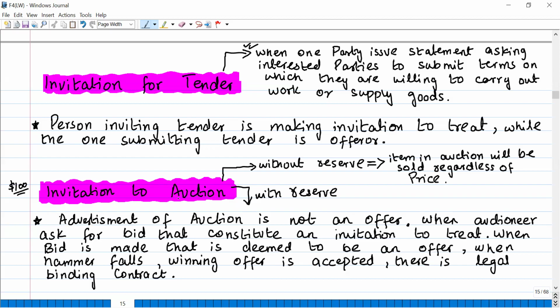But an invitation for tender is not an offer. It is an invitation to treat. You are inviting other parties to make an offer. Other parties will be submitting the tender, and they are making an offer. You are the offeree. It is up to you whether to accept it or not. So this is the difference that you need to be aware of.